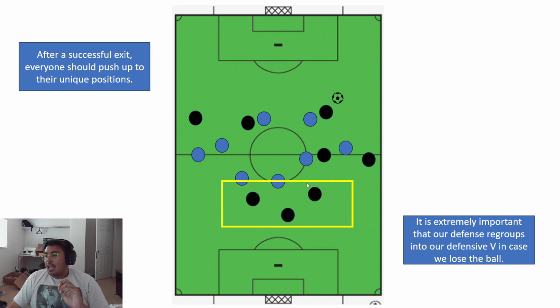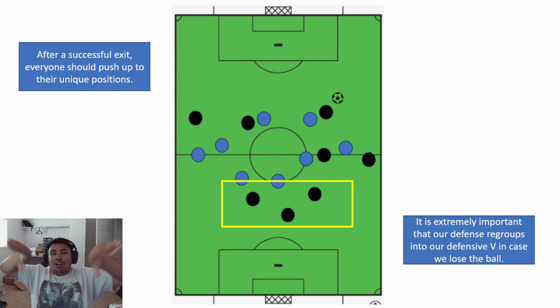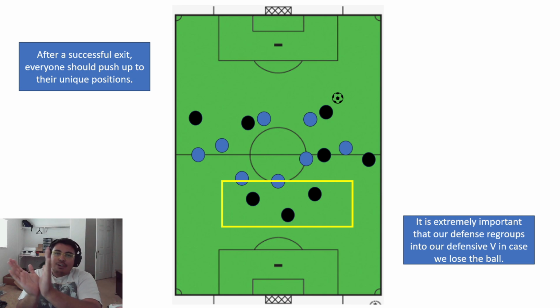Our left and right back need to sprint forward and take those slots ahead of the center back in order to create our defensive V, which is what we need in case we lose the ball in this transition. That defensive V is what's going to make sure that we can sustain the attack of the opposite team. And it's very, very important for you guys to recognize that play forward and get to your position as quickly as possible.